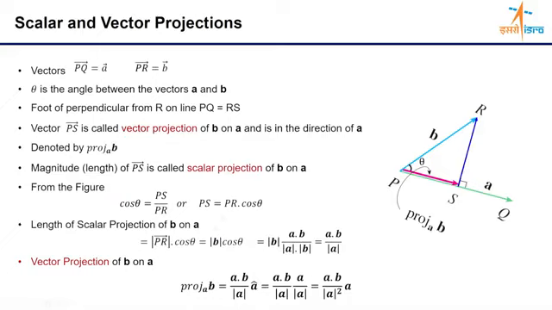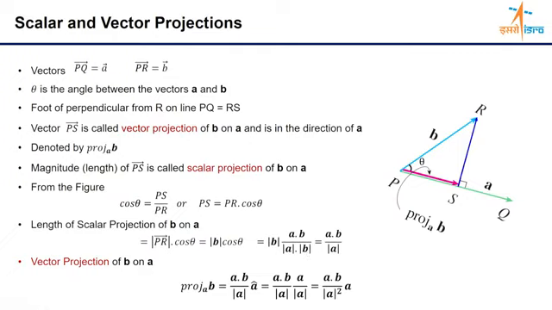So this you can write in terms of vectors also, like the PR vector dot cos theta. So PR is b times cos theta, and this cos theta you can write like this: a dot b upon mod of a dot mod of b, just like the dot product of the two vectors.